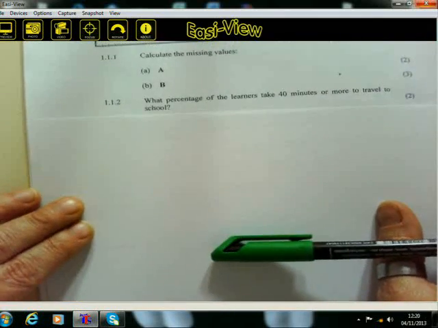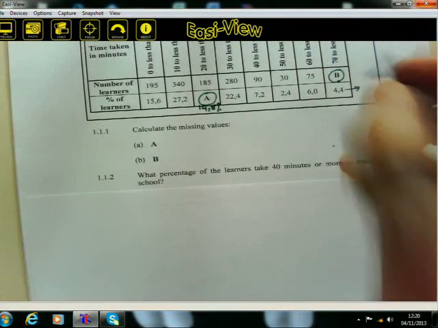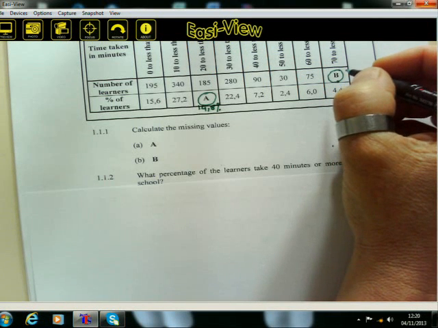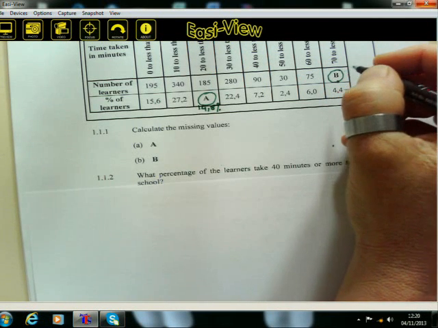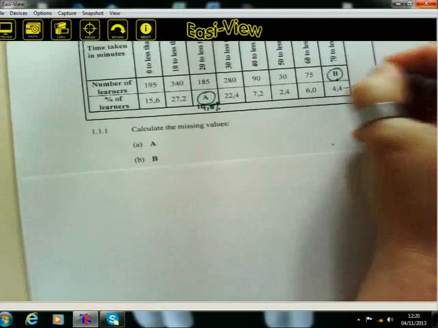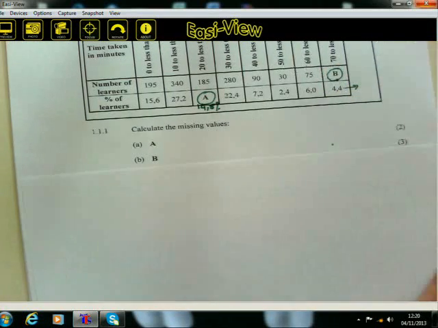What does 1.2 now want from us? Remember what I told you? Once you got a value, let us go and write that value down. Okay. We know, I'm sorry, I'm not finished with B yet. We know now that the total number of learners that is taking part in this survey is 1,250.